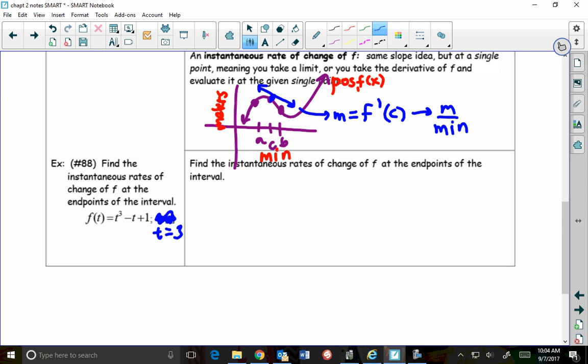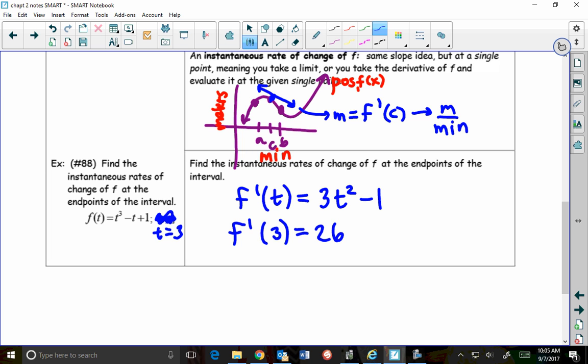Well, yeah, but we have tricks now. So we can take our derivative. We get out 26. And again, my labeling, if it was what we had from above, it would still be meters per minute, right?